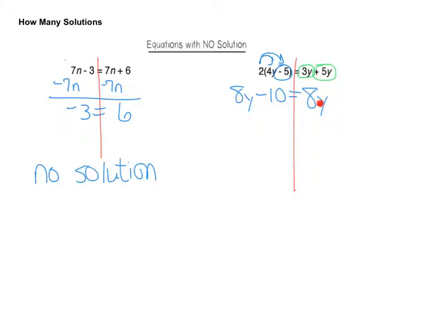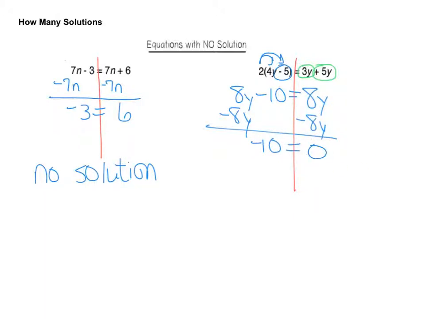I've got variable on both sides of the equal sign. 8y, 8y, they're the same thing. I'm going to subtract 8y from both sides. 8y minus 8y is 0. It goes away. Negative 10 equals 8y minus 8y. Now over here, there's nothing left, so I have to write that 0.